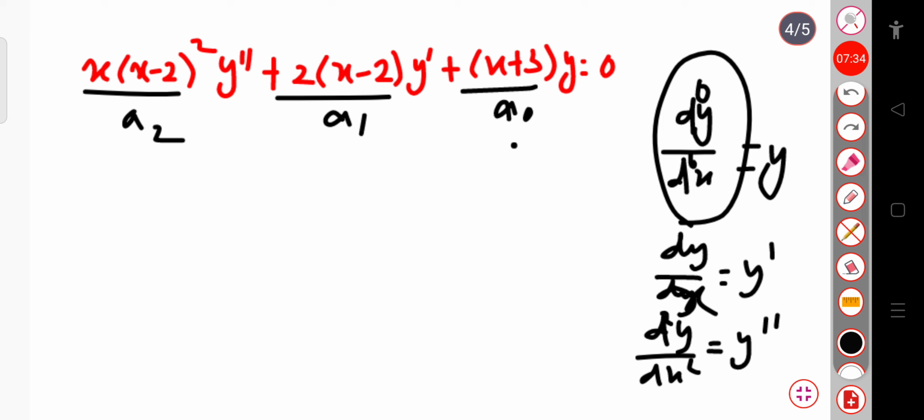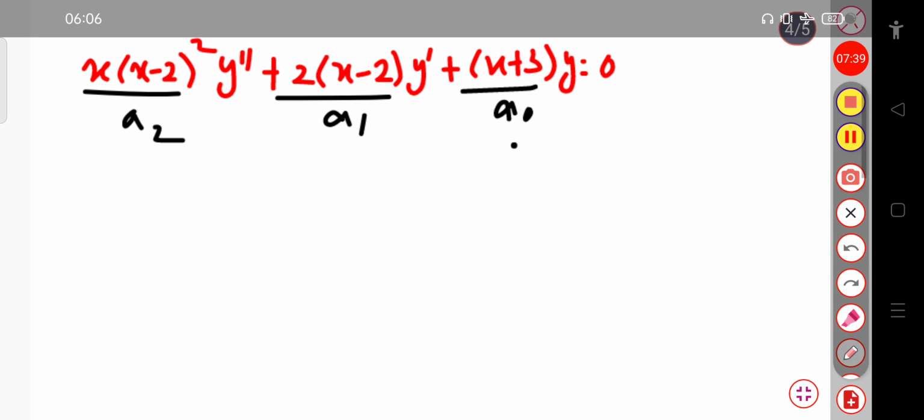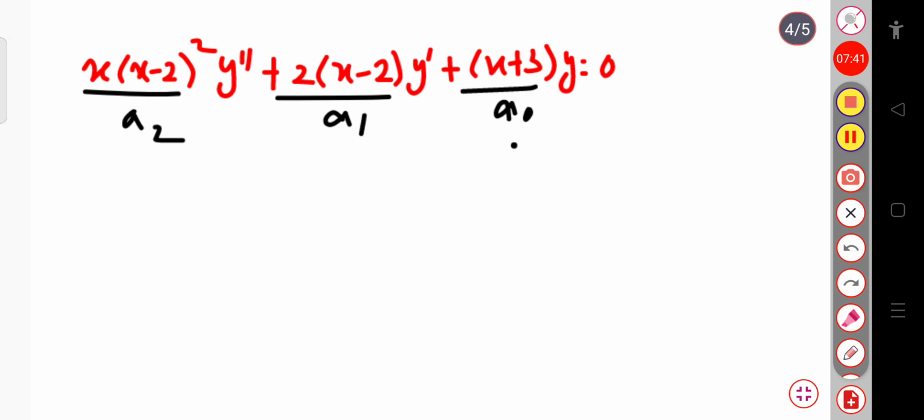Now these a2, a1, a0 are known. First of all, what is the question? You have to calculate the singular points and check whether they are regular or irregular in nature. You have to calculate whether a singular point exists in the differential equation or not. If the singular point exists, you have to determine whether it is a regular or irregular singular point.